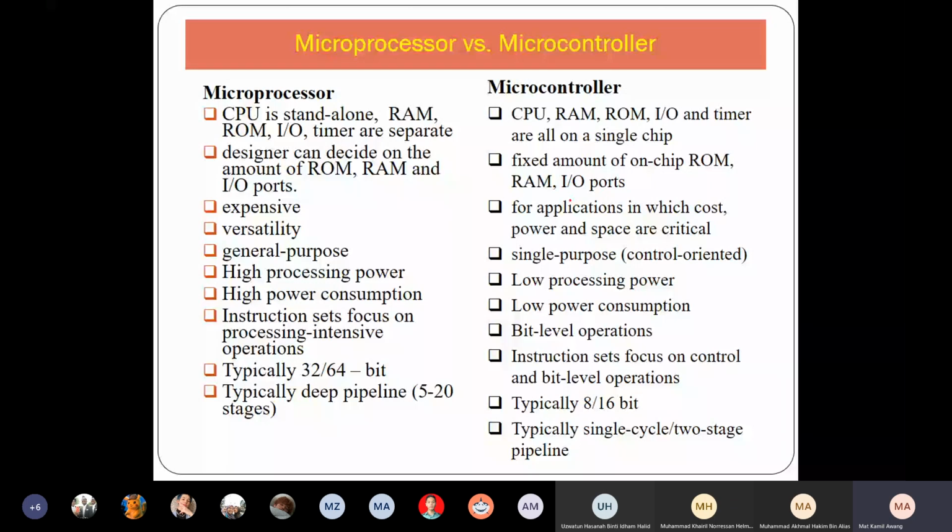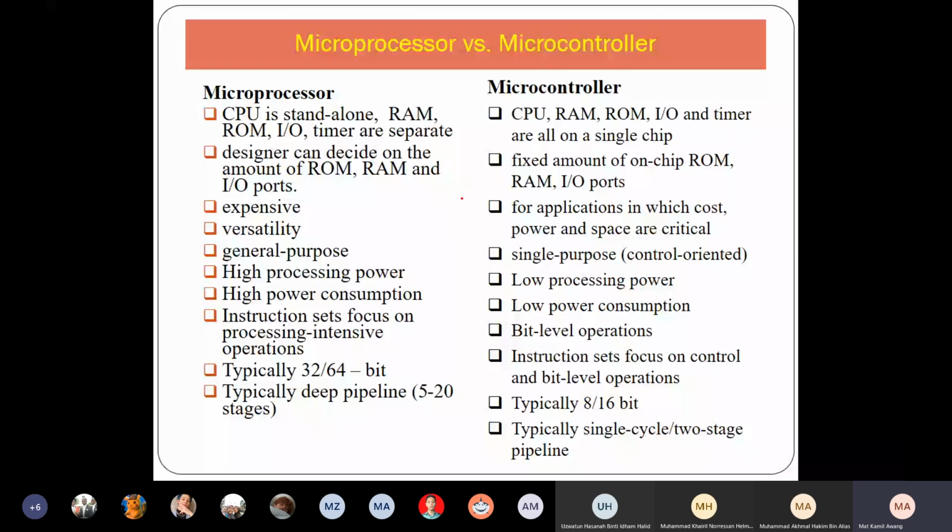Microprocessor is expensive, whereas microcontroller is for applications in which cost, power, and space are critical. So basically the microcontroller is cheaper, smaller in size, and also consumes less power. Because remember, you want to put the microcontroller in a very confined space. Whereas for a microprocessor, normally you have a bigger space.